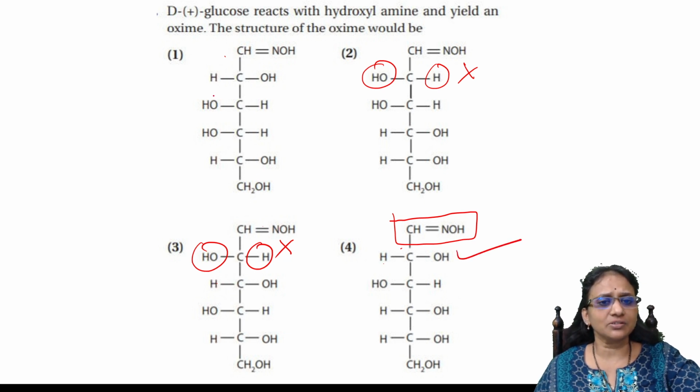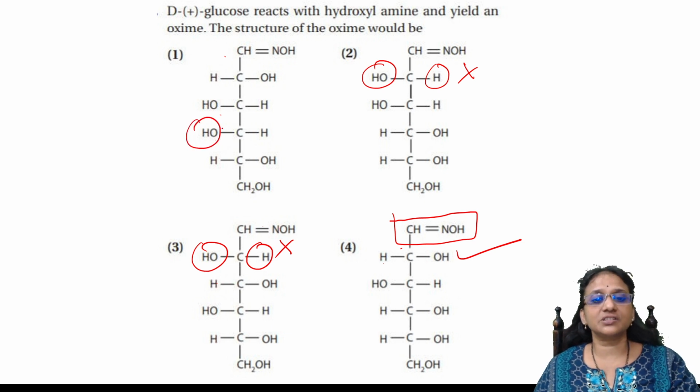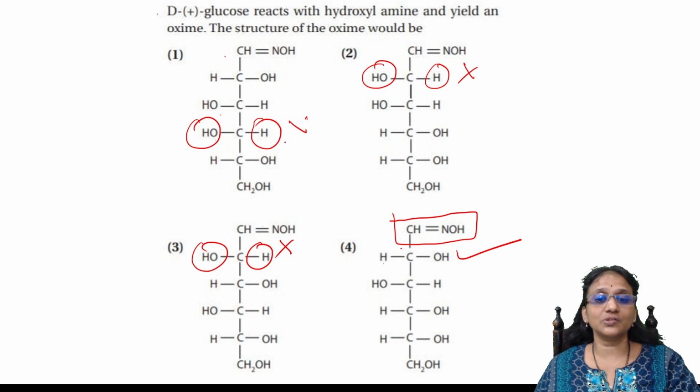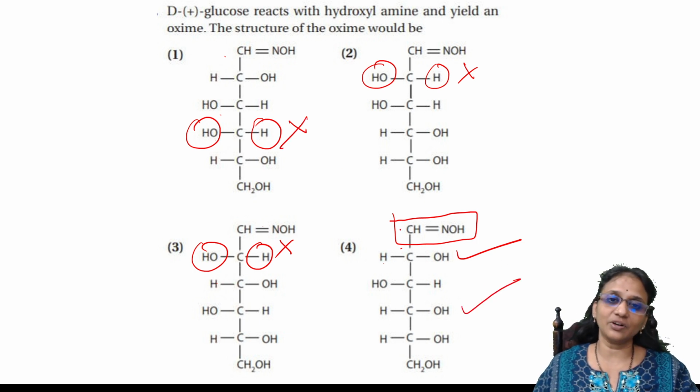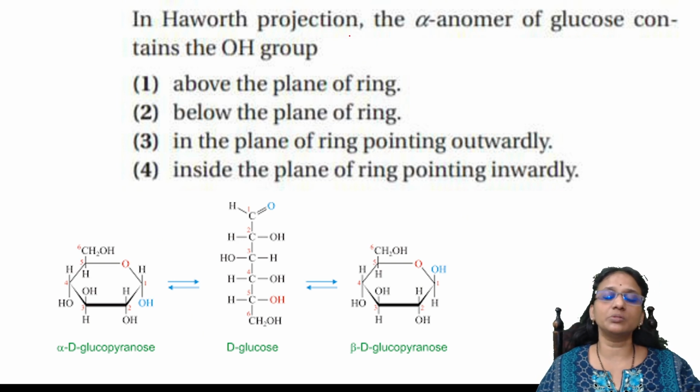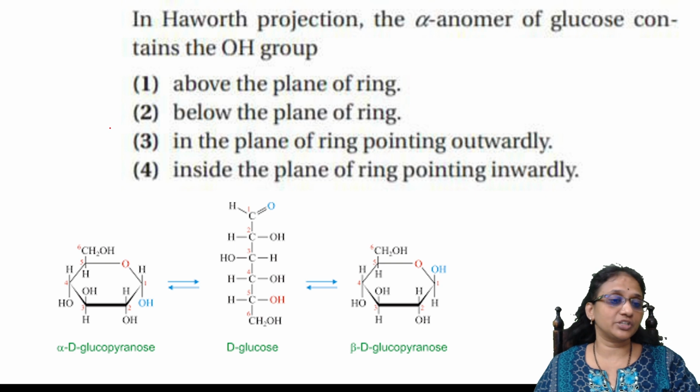Okay, let us see this here. Also HOH is there. What is the problem with this? Any change? This is the problem, students. See here, they have changed the structure here, correct? So this is the perfect structure. Got it? Next question. In Haworth structure, the alpha anomer of glucose contains the OH group.